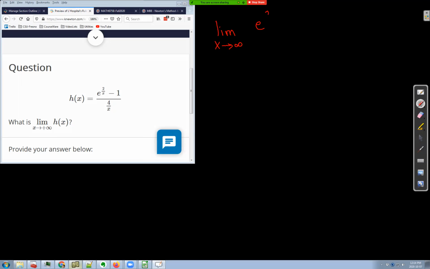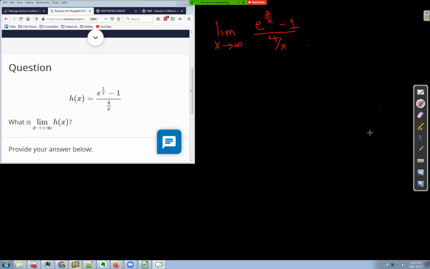Okay, so what we're trying to find is the limit as x goes to infinity of e to the 2 over x minus 1, divided by 4 over x. Oh my gosh, where do they come up with these crazy functions? These are bonkers. But anyway, that's what we got. Okay, so let's think. How do I think about this?